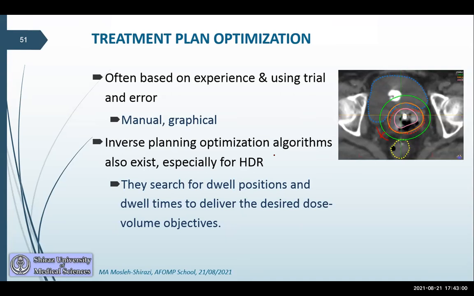Inverse planning, however, similar and analogous to what you have in external beam IMRT, is also used, especially in HDR, where what you want is where the dwell positions of the stepping source should be and how much irradiation it should give in each position, i.e. dwell position and dwell time, based on your dose volume objectives and constraints.